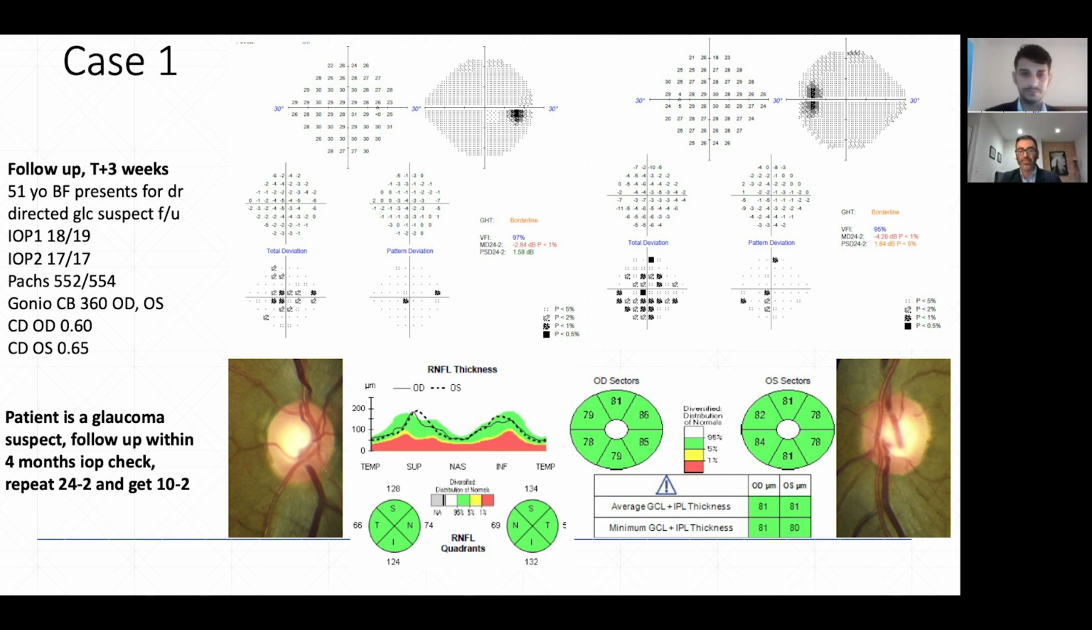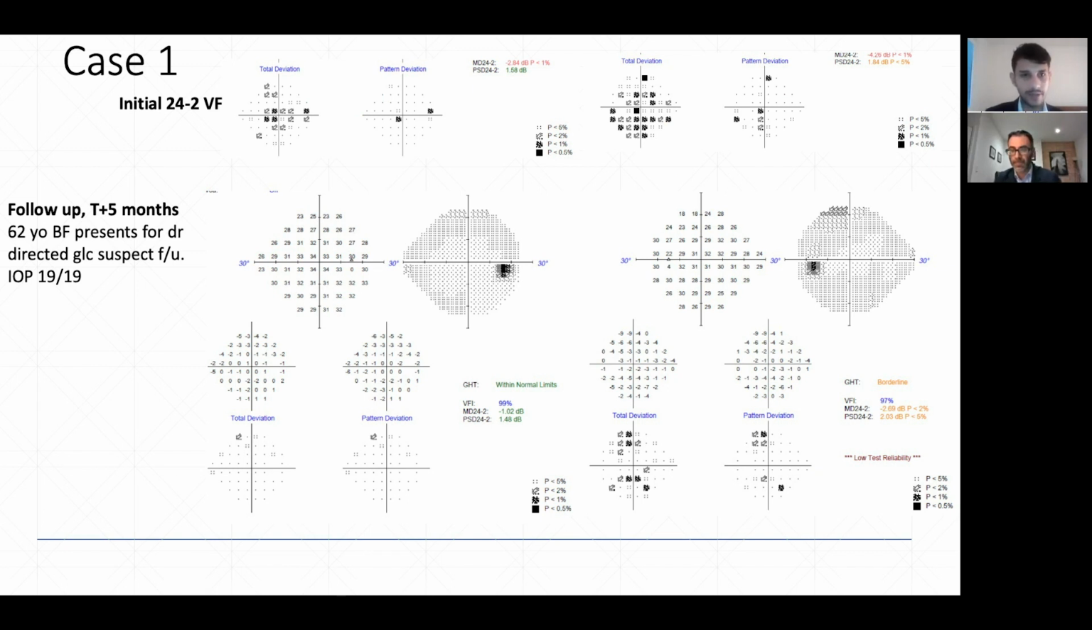On the initial testing, I had the patient come back, and so this is about T plus 5 months. Remember, the patient came back in about 3 weeks, and this is 4 months after that 3-week follow-up. So total, it's about 5 months from your original visit.